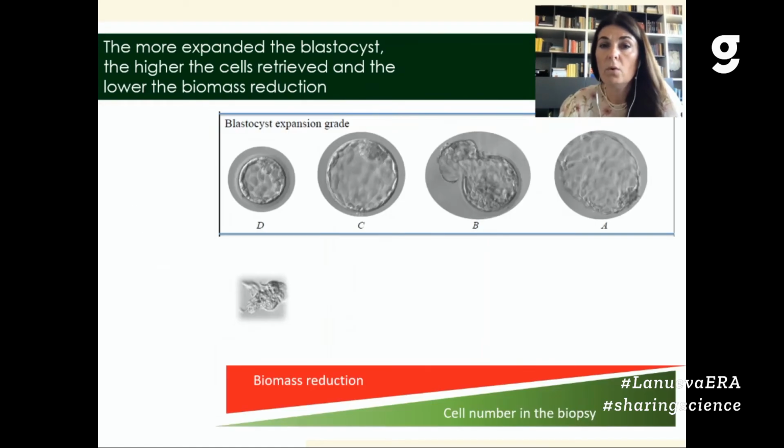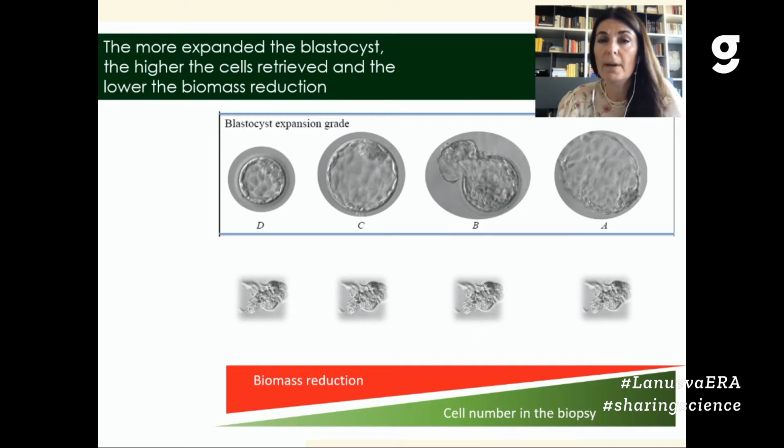But not all the biopsies are the same. It depends on the amount of cells that we are going to remove from the embryo. It's very important to know that the amount of cells and the moment in which we do the biopsy may affect the biomass reduction of the embryo. So we should wait for the full expansion of the blastocysts. This has to be personalized. Each blastocyst has to be biopsied at the right moment.